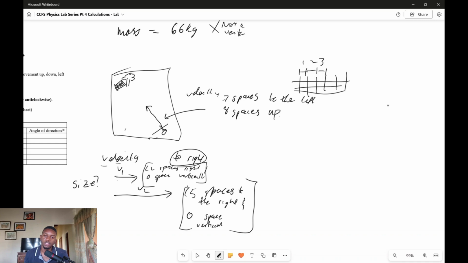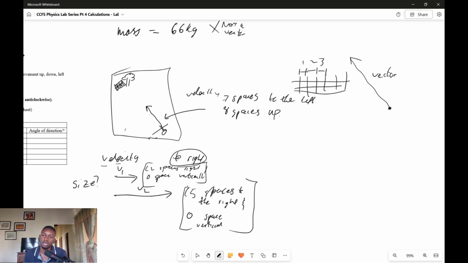So we go 7 spaces to the left. 1, 2, 3, 4, 5, 6. We're starting here and we're pointing 7 spaces to the left. 1, 2, 3, 4, 5, 6, 7. And then 8 spaces up. Bam. That is our arrow that we get in. That's our vector. All right.